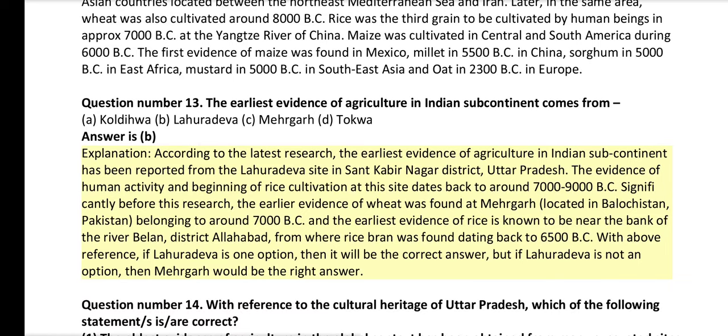The earlier evidence of wheat was found at Mergarh, located in Balochistan, Pakistan, belonging to around 7000 BC, and the earliest evidence of rice is known to be near the bank of the river Belan, district Allahabad, from where rice bran was found dating back to 6500 BC. With the above reference, if Lahuradeva is one option, then it will be the correct answer. But if Lahuradeva is not an option, then Mergarh would be the right answer.